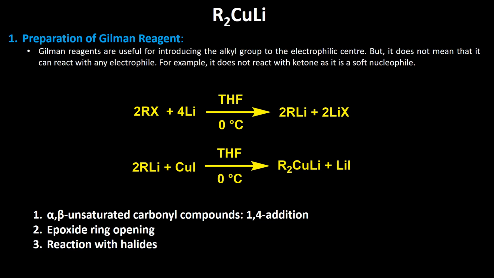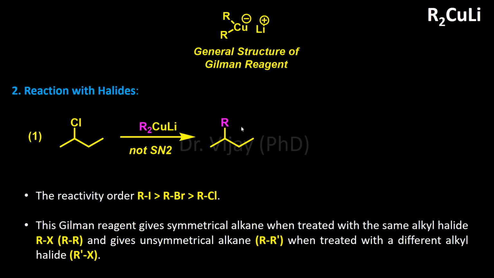Gilman reagent is usually employed in 3 kinds of reactions. In the first one, conjugate addition, it acts as an alkylating agent on treatment with an α,β-unsaturated carbonyl compound and is known to give the 1,4-addition product. Secondly, it is used in the regioselective epoxide or aziridine ring-opening reactions. And thirdly, it is used in preparing alkanes in Corey-House synthesis, where it reacts with primary or secondary alkyl halides or tosylates to give symmetrical and unsymmetrical alkanes.